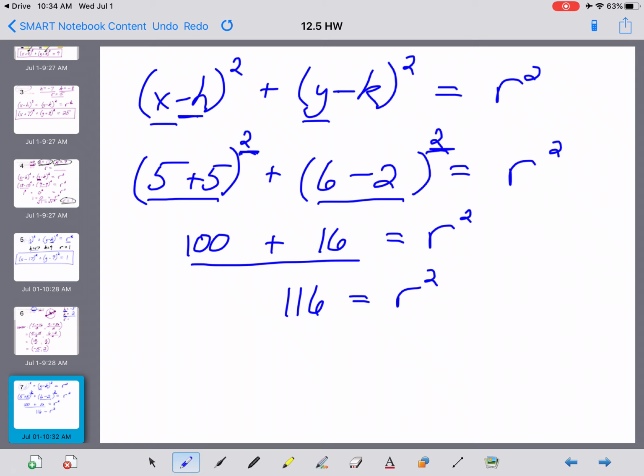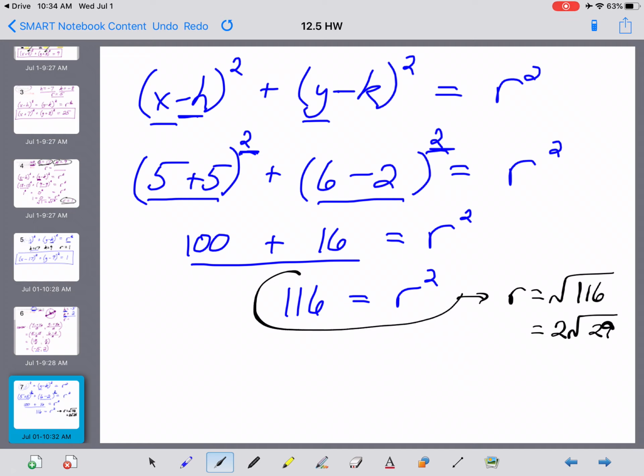And to find r, we would take the square root of both sides, but I'm actually going to stop right there. If you wanted to, you could go a step further and you'd end up with this ugly thing. R is equal to the square root of 116, which I think ends up being 2 times the square root of 29. That doesn't help us that much. This is actually the value R squared, what we need for the formula here. So we now know that R squared is 116.